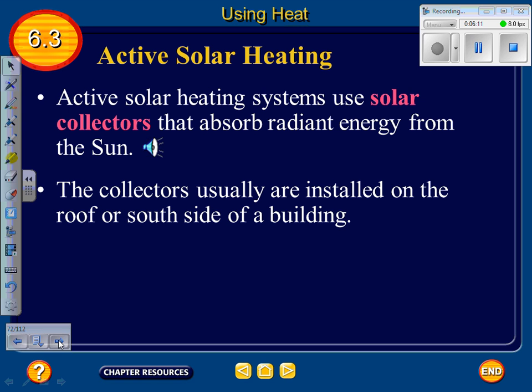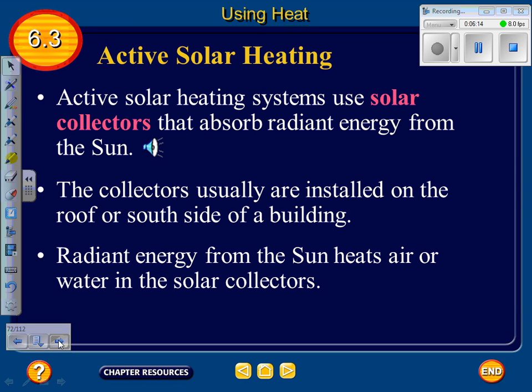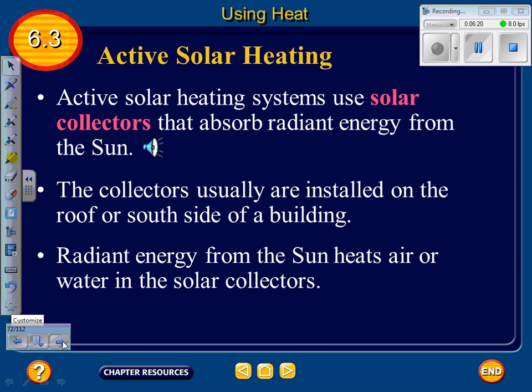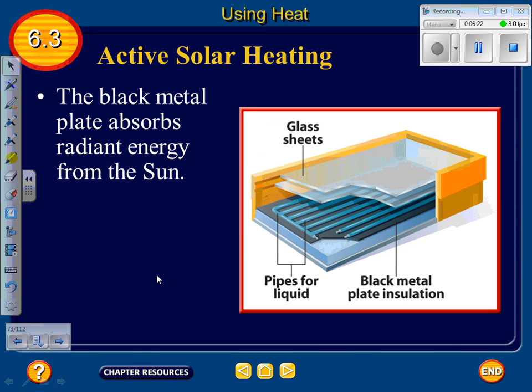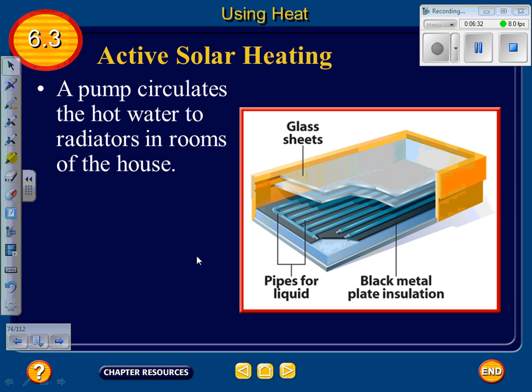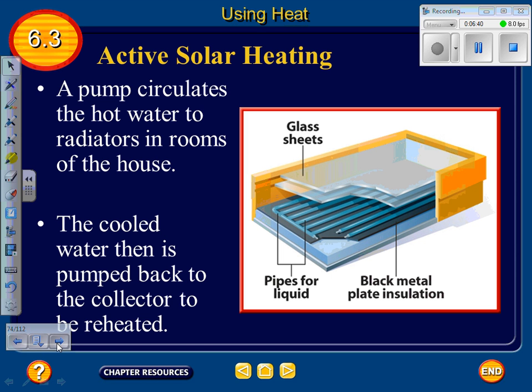Collectors usually are installed on a roof or south side of a building. Radiant energy from the sun heats air or water in the solar collector. The black metal plate absorbs radiant energy from the sun, and the absorbed energy heats water in pipes just above the plate. A pump circulates the hot water to radiators in the rooms of the house. The cooled water then is pumped back to the collector to be reheated.